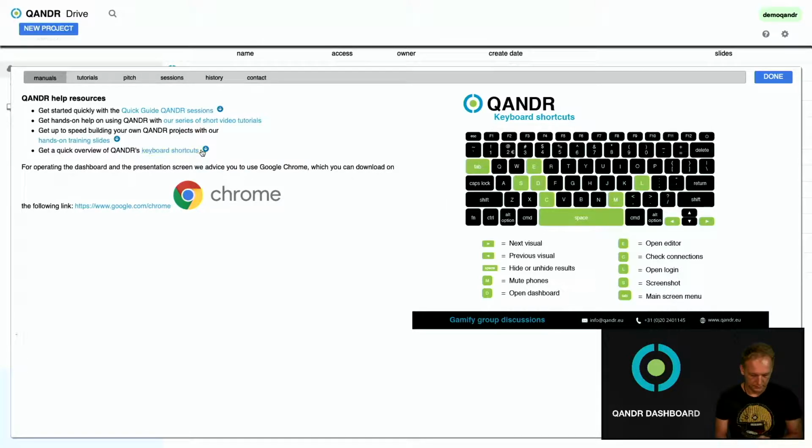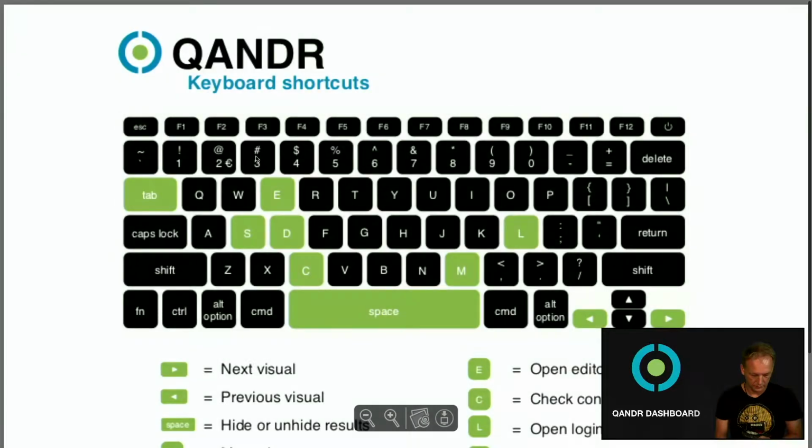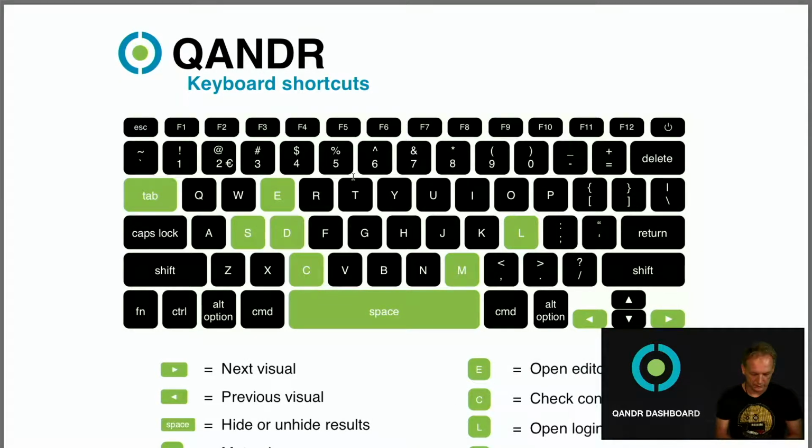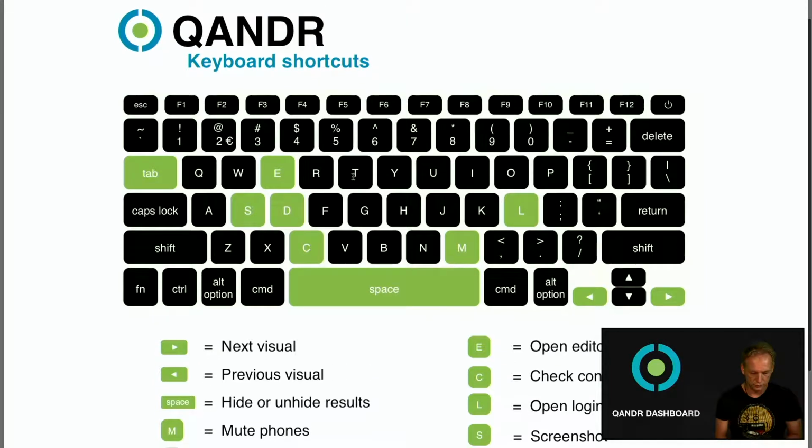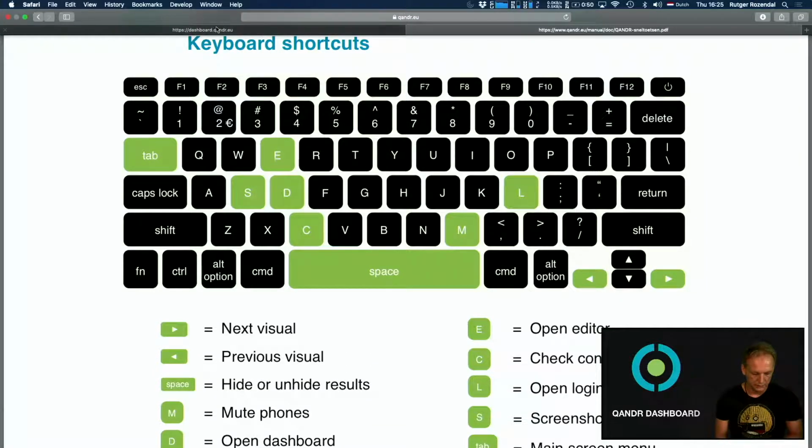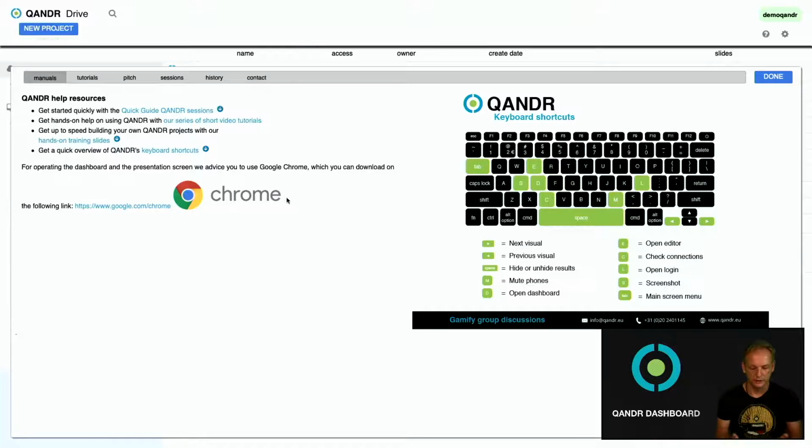So let me click on it. And you see it opens big. It's maybe nice to print this when you do a live session. So you actually have this available. It shows all the keyboard shortcuts, like E is for opening the editor when you're preparing something. The S is for making a screenshot. D is going back to the dashboard. We have an M here for muting the phones when you're in a live session and you see too much movements. You just want to pause it in a way. Or mute the phones, and you do M.